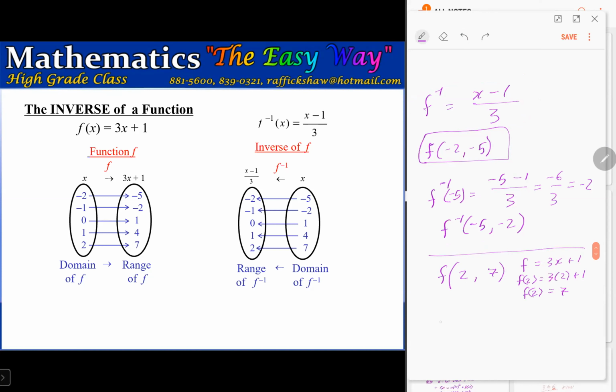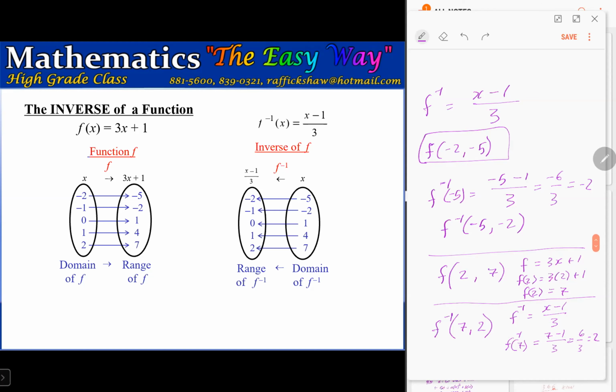So the inverse function now, f to the minus 1, is supposed to reverse it. It's supposed to map the 7 back to the 2. Let's show how that works. The f to the minus 1 formula is x minus 1 over 3. So f to the minus 1 of 7, showing that the 7 is mapped back to 2, becomes 7 minus 1 over 3. 7 minus 1 is 6 over 3. 6 over 3 is 2. So you see that the inverse maps the 7 back to the 2.